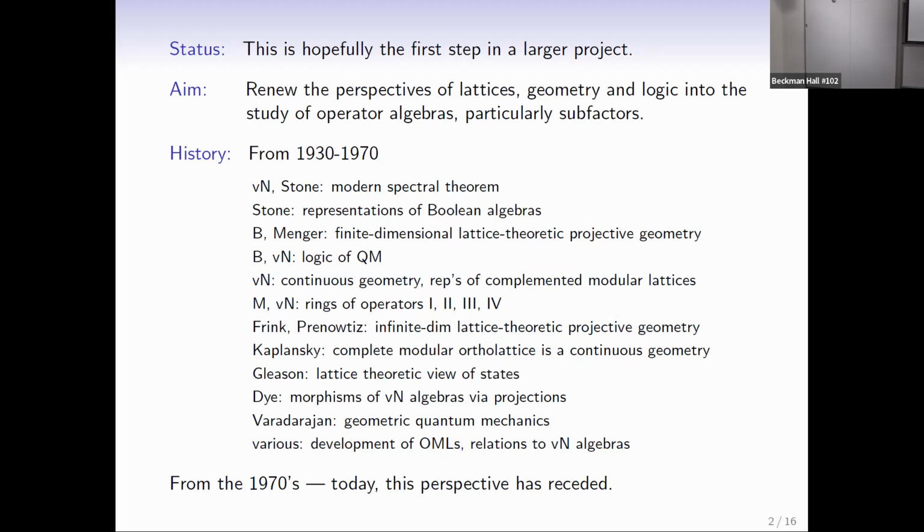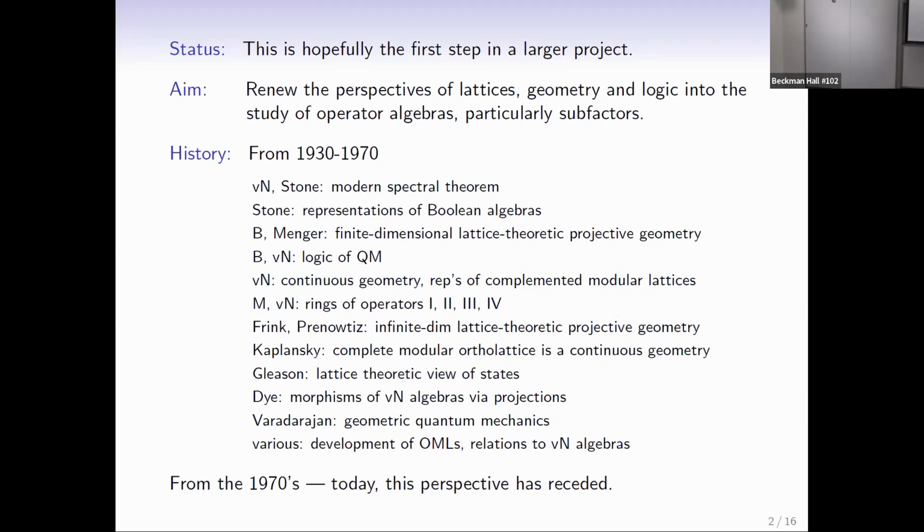Mixed in with this is von Neumann's continuous geometries and his representation theorem of complemented modular lattices. Murray and von Neumann, in a series of papers, developed what are now known as von Neumann algebras. Much of the basic theory is in here. Frank and Prenowitz made an infinite dimensional lattice theoretic version of projective geometry. Kaplansky's complete modular ortholattices are continuous geometries. Gleason showed that the states of a quantum system could be described in lattice theoretic terms from the projection lattice. Dye showed that the morphisms of von Neumann algebras are determined by their actions on projections.